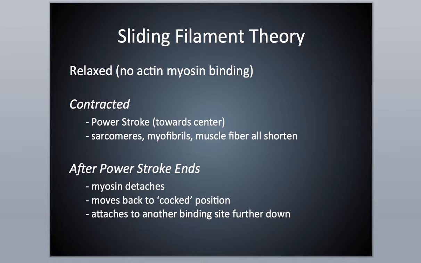Now, during muscular relaxation, there is no actin-myosin binding. That's really what relaxation is: actin and myosin are not bound together. When the muscle is contracted, there's a power stroke, meaning that myosin has pulled actin towards the center, or the M line. So the sarcomeres, the myofibrils, and the muscle fiber itself are all going to shorten.